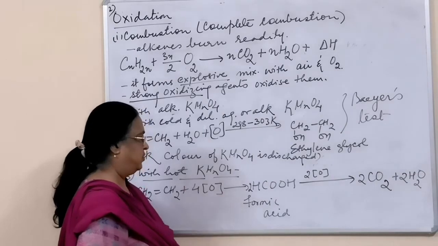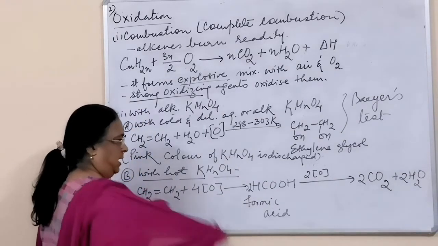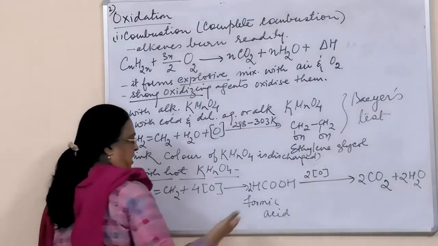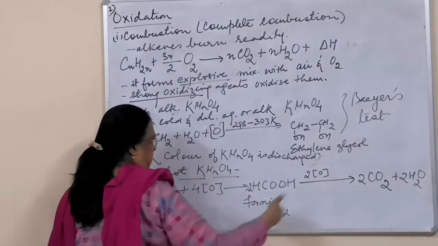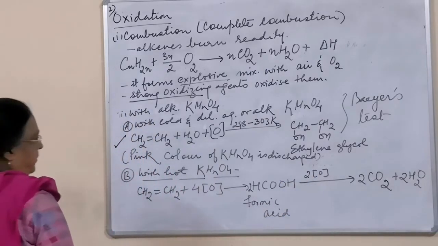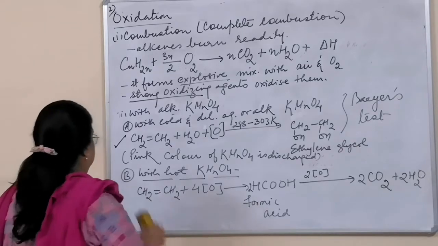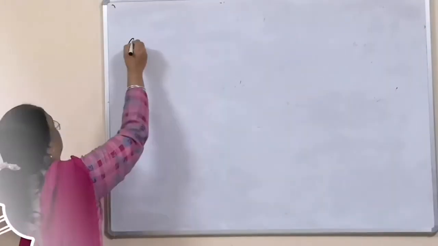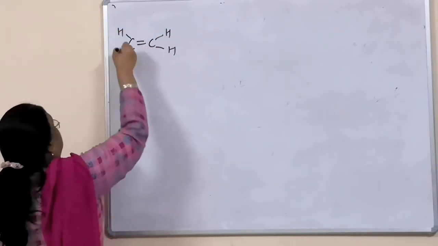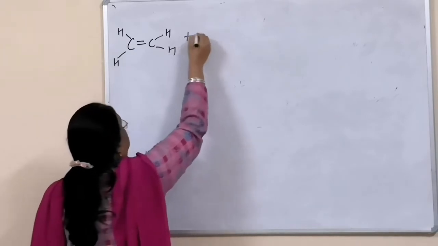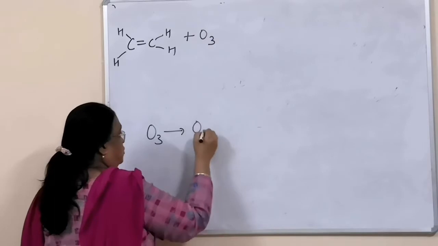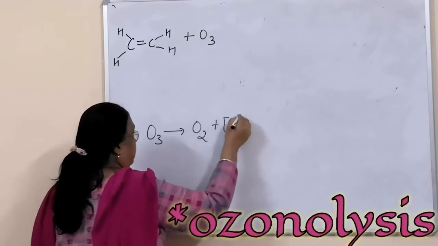And if we have sufficient oxygen, excess of oxygen, that is excess of your KMnO4, the reaction won't stop at formic acid. It will continue to give carbon dioxide and water vapor, which are volatile products. Now the next reaction, if this is your alkene, one alkene combining with ozone. Ozone when it splits gives an O2 molecule and nascent oxygen.